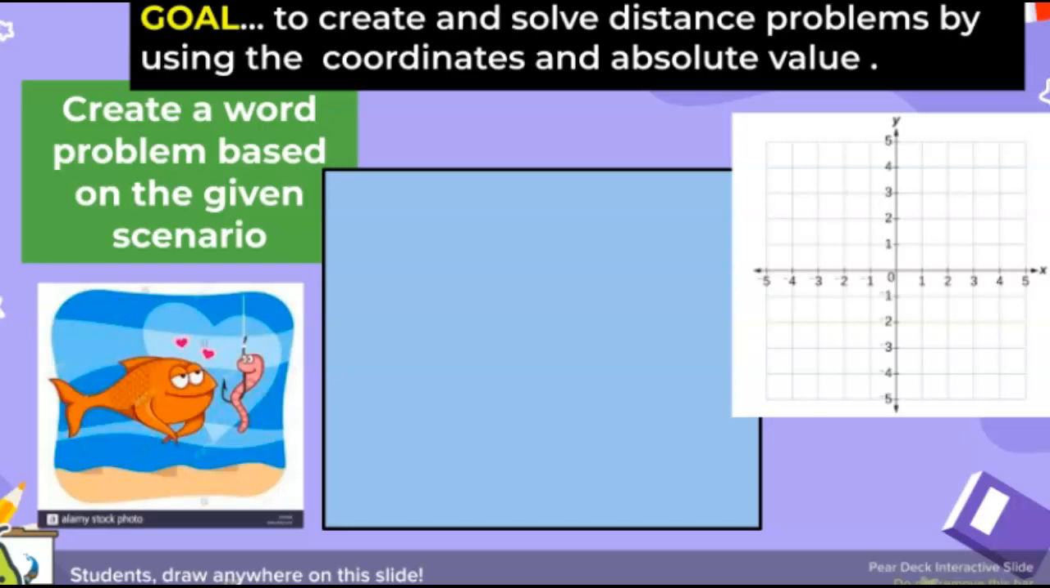So today, I'm just going to create an example of what the WAVE task will be, and we're going to work on it together. Our goal is to create and solve a distance problem by using the coordinates in absolute value. At this point, I'm going to ask you to create a word problem based on this scenario. This is the fish. I don't know why she's so happy having the hook in front of him, but create a word problem that says the distance from the hook to the fish. It's up to you how you create it. Just make sure it's realistic.